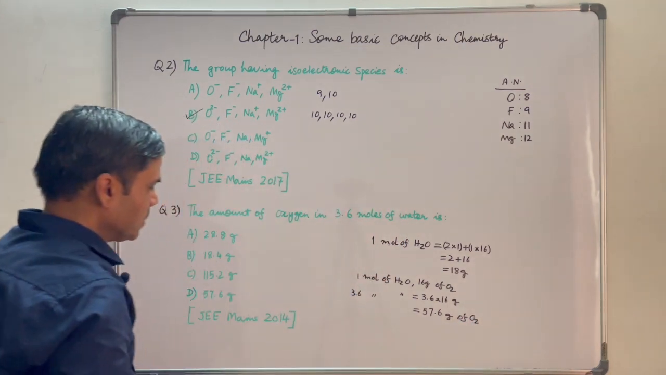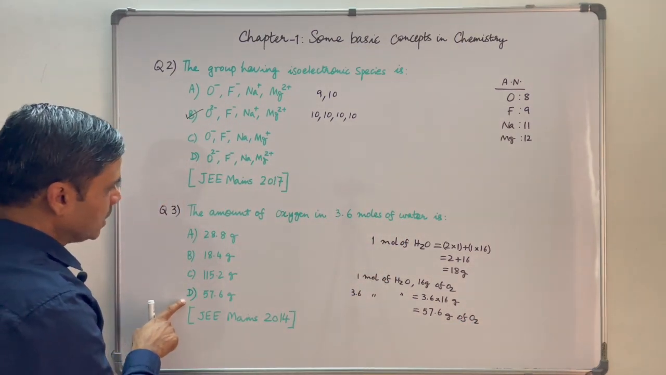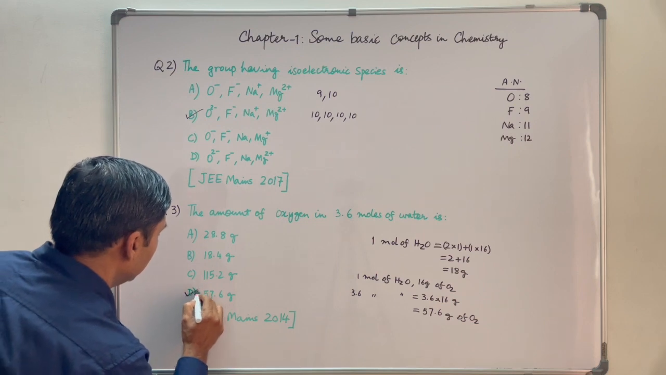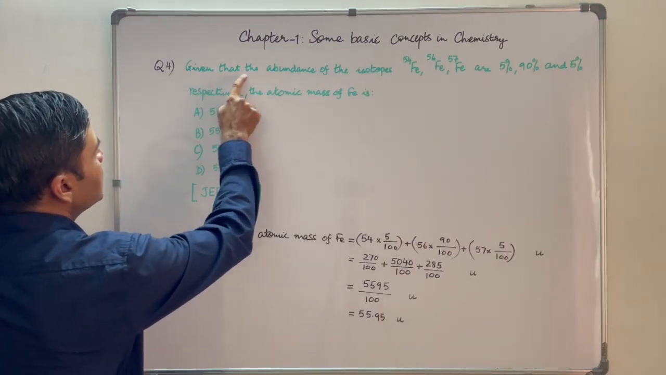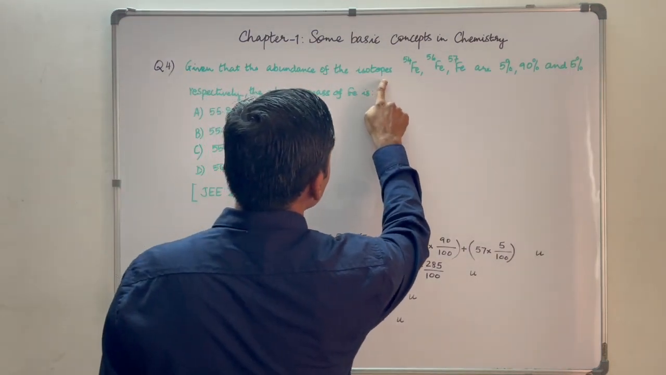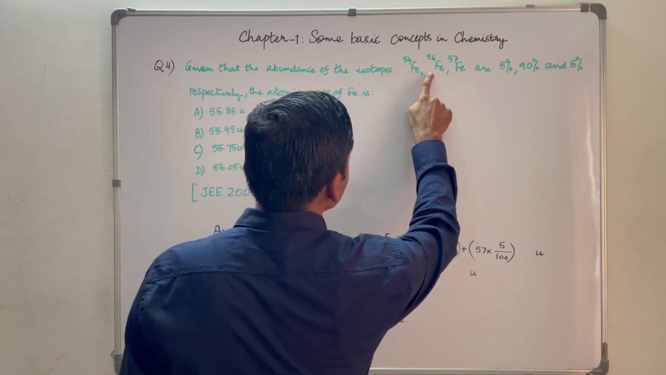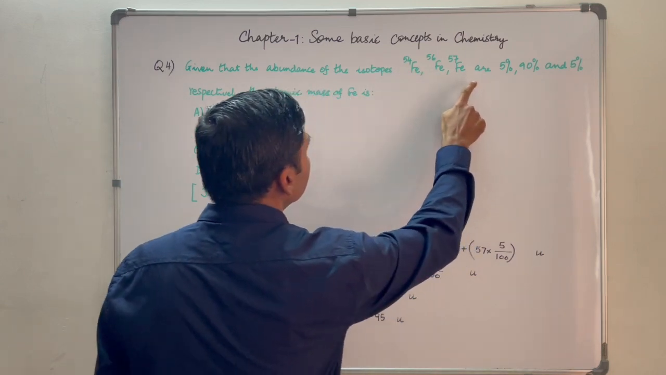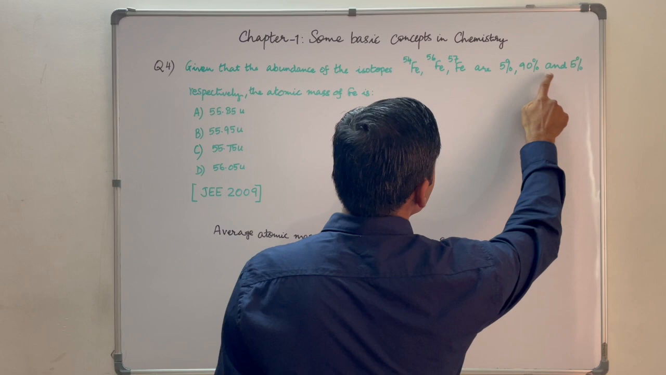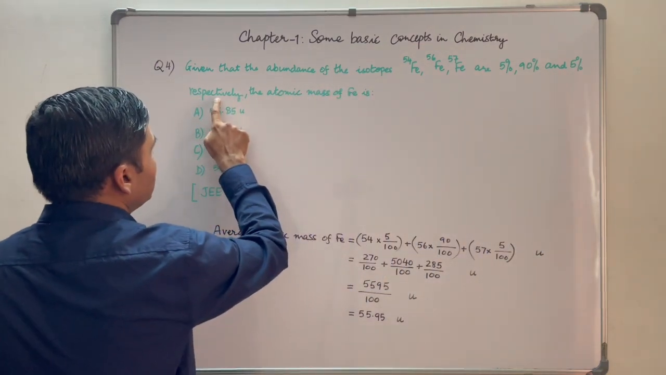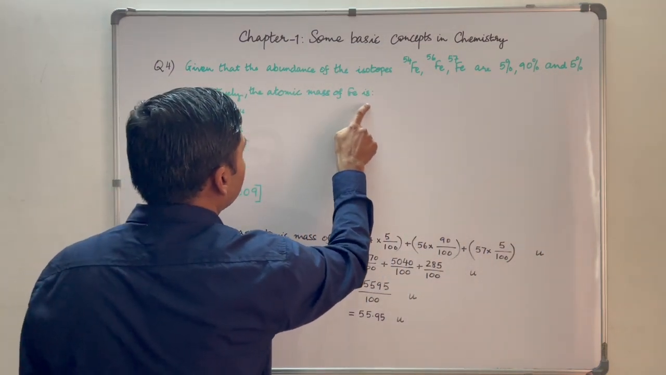So let us see which option is correct. Option D is correct. Fourth question, given that the abundance of the isotopes 54Fe, 56Fe, 57Fe are 5%, 90% and 5% respectively, the atomic mass of the iron is.